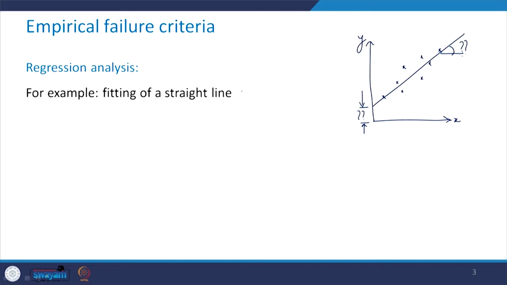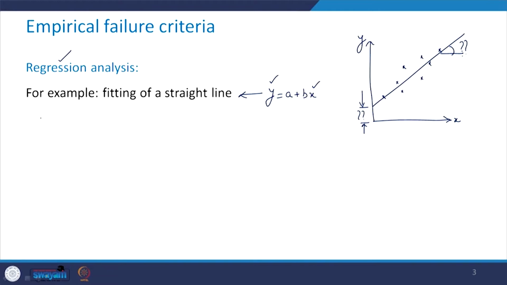So, let us see mathematically how we can fit a straight line into the data set. Let us say the equation of the straight line is y equal to a plus bx. This y and x can be anything. Right now I am just telling you the basics of regression analysis. Then I will show you how this analysis can be applied in the case of rocks and rock masses.